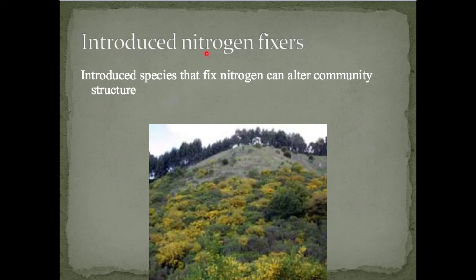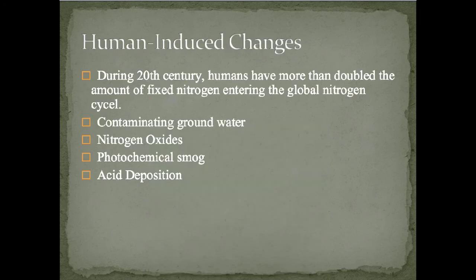An introduction of nitrogen fixers, bacteria that fix atmospheric nitrogen into usable forms of nitrogen for plants, can alter community structures. Now, some human-induced changes to the nitrogen cycle: humans have more than doubled the amount of fixed nitrogen entering the global nitrogen cycle, contaminating groundwater through runoff. Nitrogen oxides have increased through transportation, causing an increase in photochemical smog and acid deposition, which is also acid rain. Just to review, we have nitrogen gas.